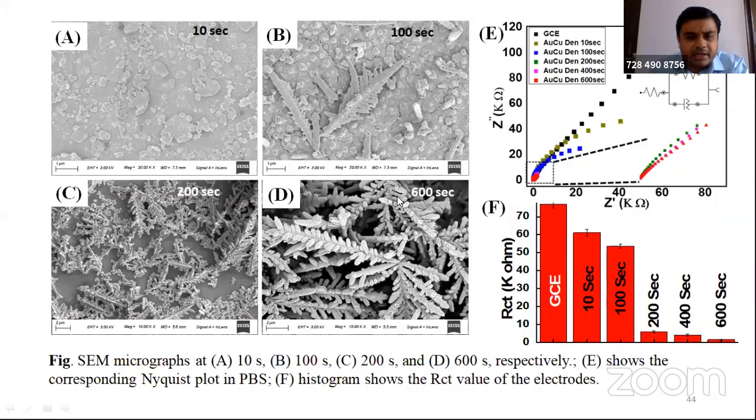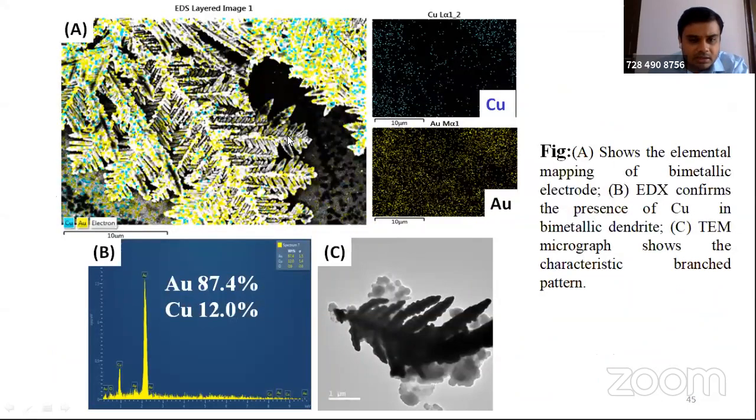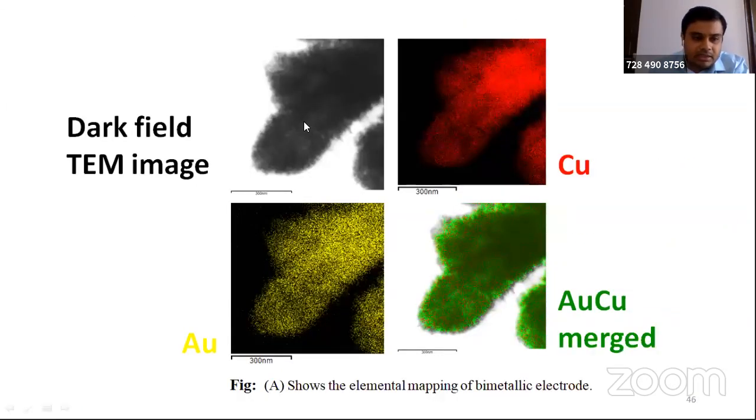So this is again the characterization using the SEM images and the optimization of how much time we will be able to do that. This is the basic mapping result. You can see the presence of gold and copper both in the system, right? And this is the dark field TEM image. This is the normal TEM image, but when we have done the mapping, this is the copper and this is the gold, and the position of the analysis is basically the same.